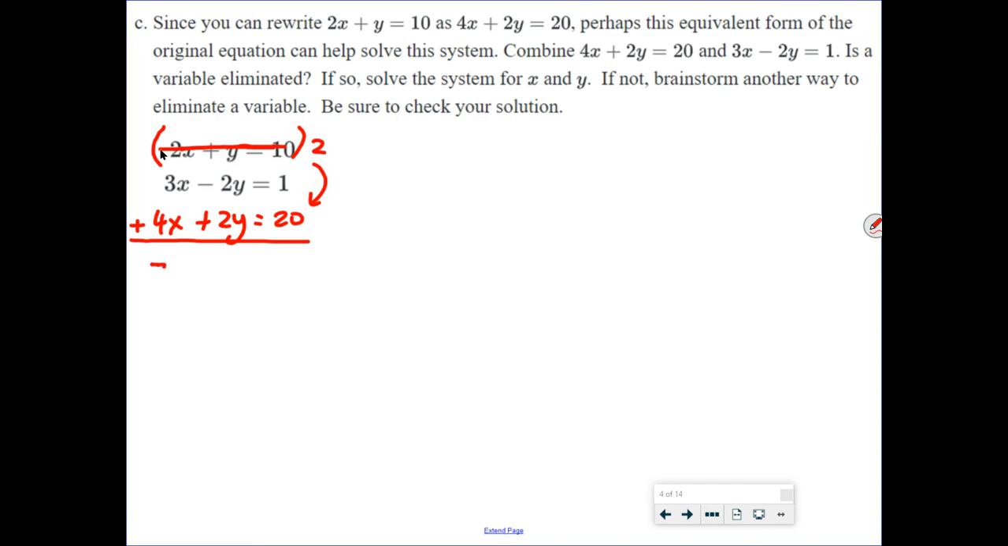All right, so now let's combine them and see what happens. 3x and 4x would be 7x, negative 2y and positive 2y would cancel out, and then 20 plus 1 would be 21. Awesome. That canceled out. Let's go ahead and solve. So I divide both by 7, and x equals 3.